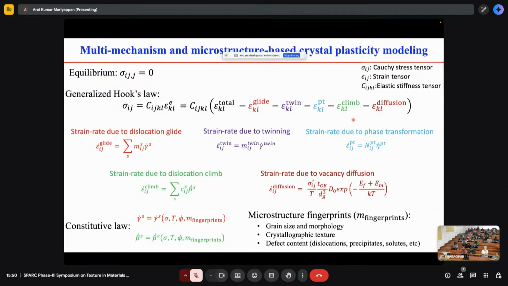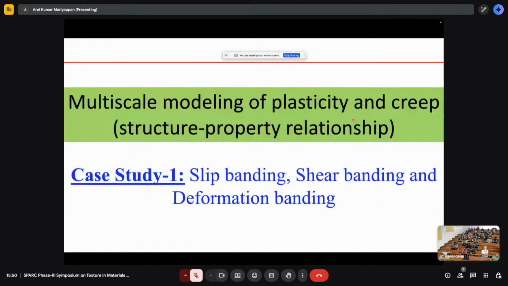Okay, so I just showed only a glimpse of the framework. Now I'm going to show only two case studies: with that framework, what can be done? For the first case study, I take the modeling of slip banding, shear banding, or deformation banding. How can one do that with this framework?